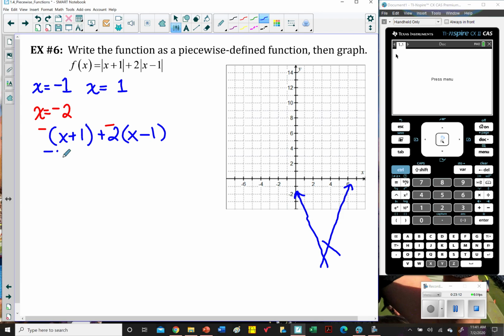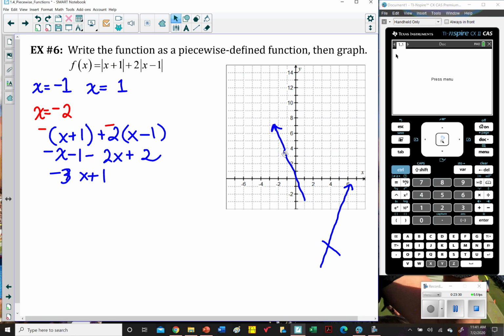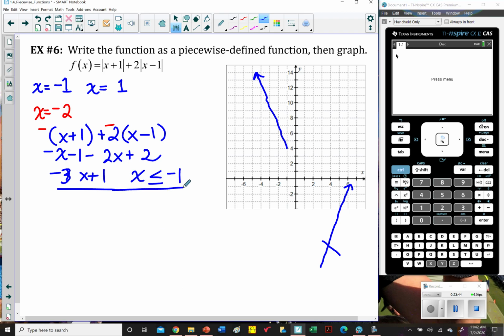So distributing that, we got negative x minus 1 minus 2x plus 2, and my function was negative 3x plus 1 on that subdomain. So negative 3x plus 1 ended up being that graph. And the subdomain was for x less than or equal to negative 1. So this was the first piece.